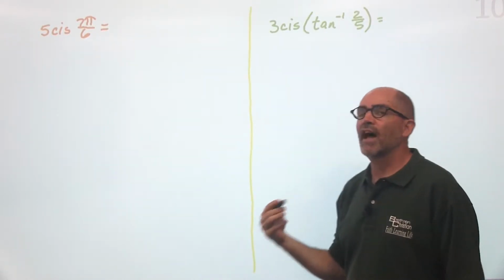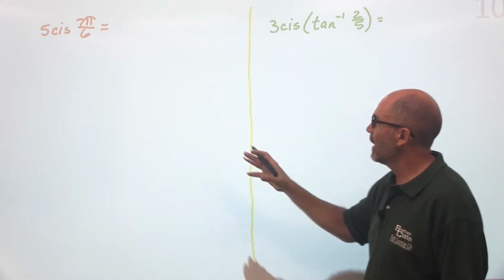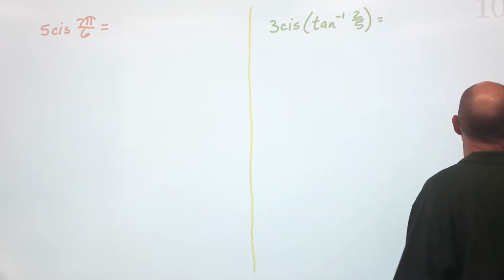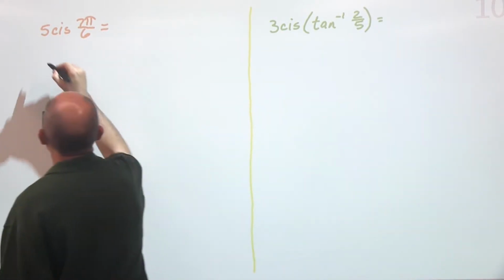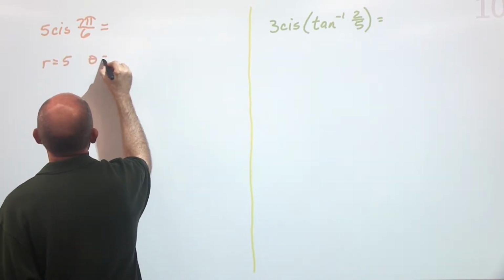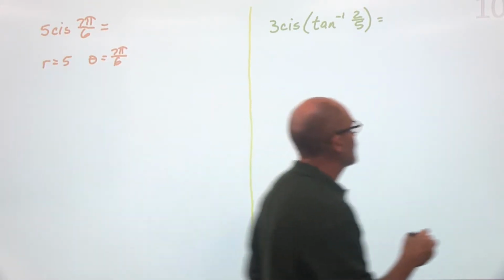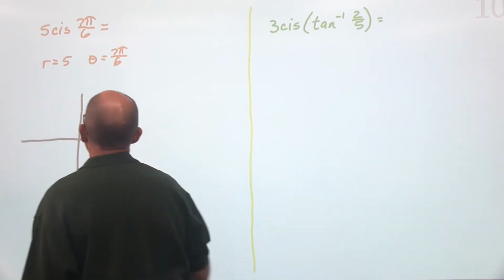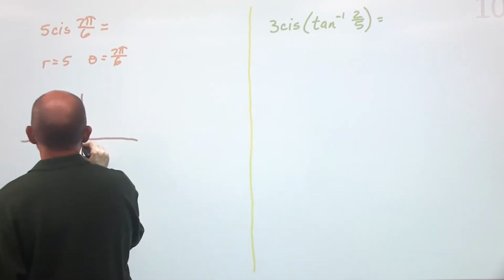Now, what if we go the other direction? We're given complex numbers in trig form, and we want to put them in rectangular form. Okay, so what I do is I go the other direction. R equals 5 here, and theta equals 7 pi over 6. So if I make my triangle then, I'm 5 out at 7 pi over 6.